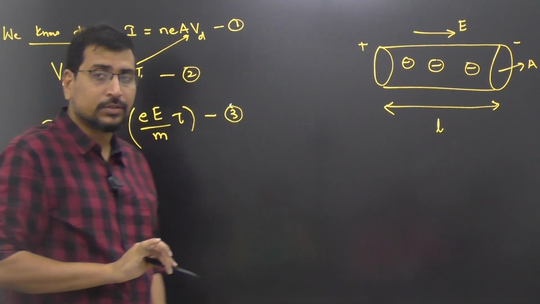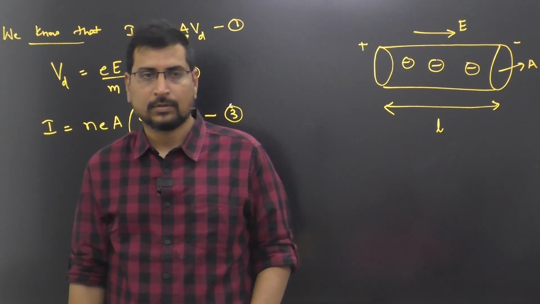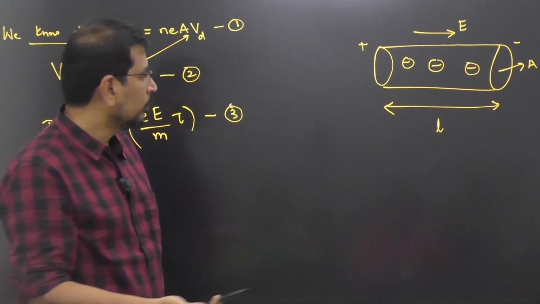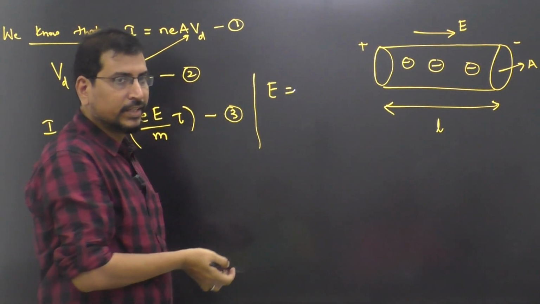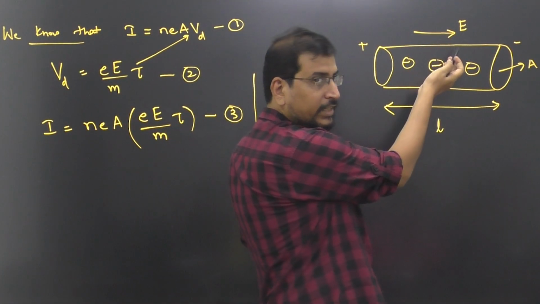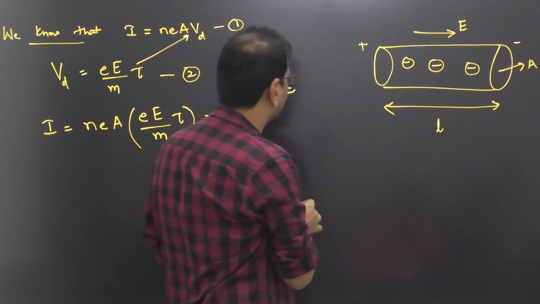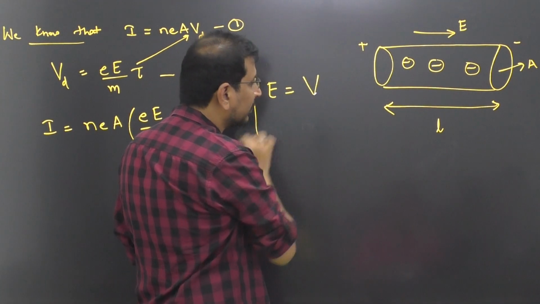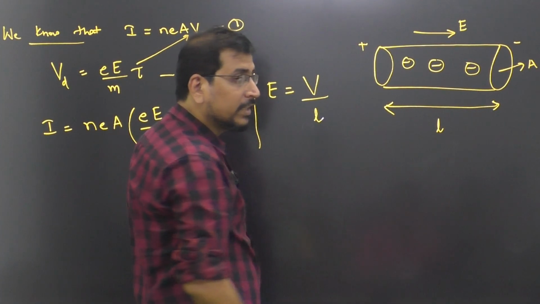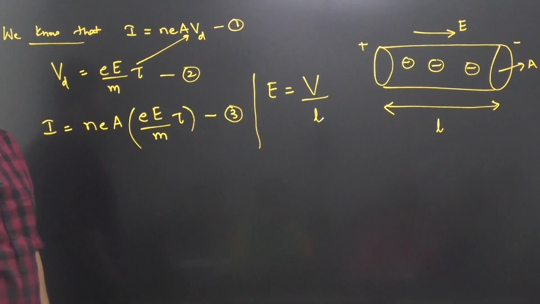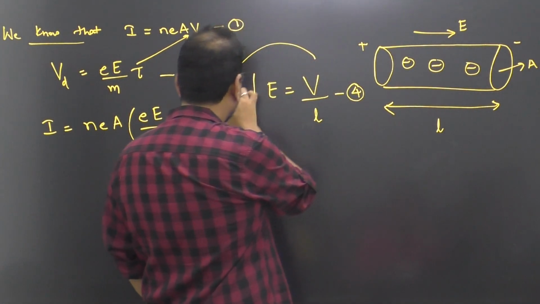But what is a relation we already know that is existing between electric field and potential difference? So we know that electric field is equal to the negative of potential gradient, but since they have already drawn the direction here, and you know the potential difference that is existing between positive and negative terminal, if I say that the potential difference existing is V, can I write E is equal to V divided by L? Right. So if I take this to be 4, can I take this and plug it here?